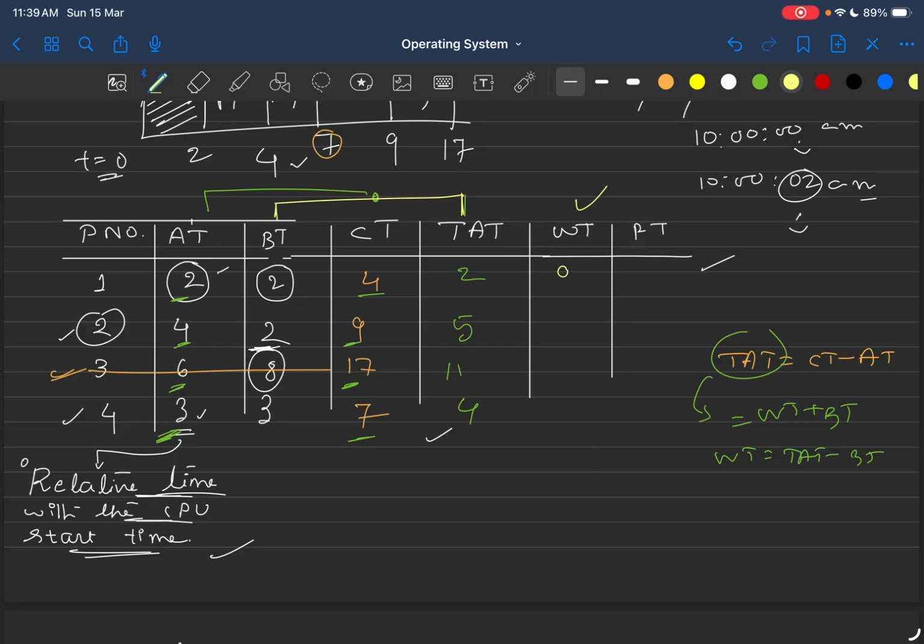So this is 0. This is 3, 5 minus 2 is 3. This is 11 minus 8, that is 3. That is 4 minus 3, that is 1. Now let's see the response time.